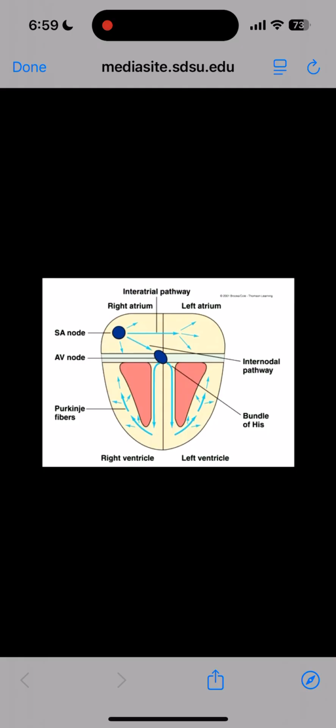If AV node is still trying to reach threshold, it will be able to activate them. And then if Purkinje fibers are way down here, trying to reach threshold, you can still, going through the rest of the pathway, activate them. This is why the SA node actually sets the pace in a normal heart.